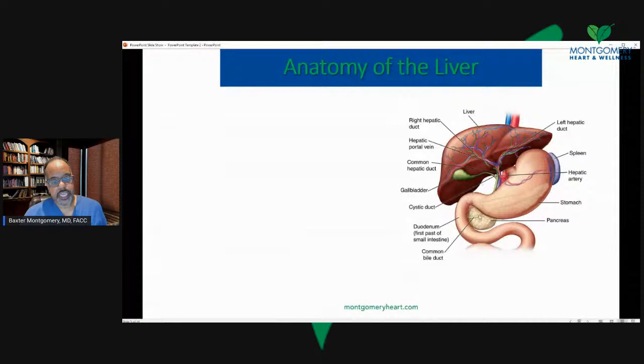And you have the gallbladder. Many of you have had gallbladder surgery or gallbladder disease. You know that you may have a scar or scope area in that right upper quadrant area. That's where they go in to take the gallbladder out.